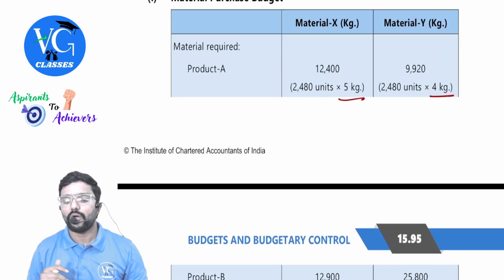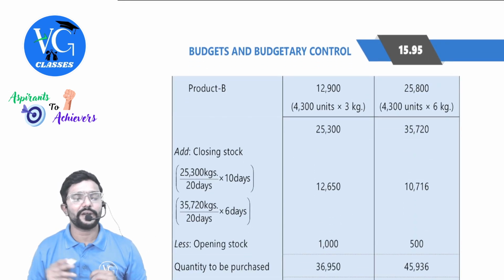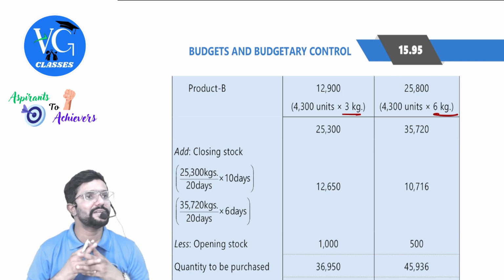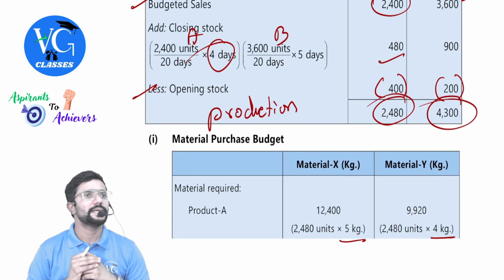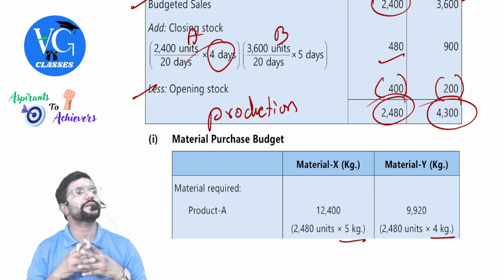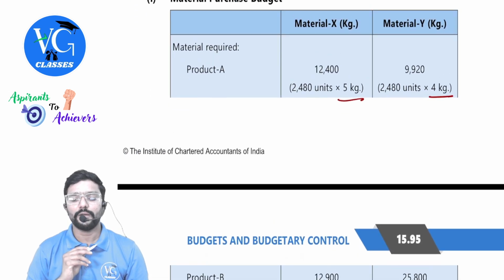For product B, sir, what is the production? 4,300 into, for each unit of product B, how much do I require? 3 kg and 6 kg. Multiply. Given in the question, per unit what is the raw material consumption. Multiply with the number of units to be produced for each product into the raw material requirement per unit. This is the raw material requirement.